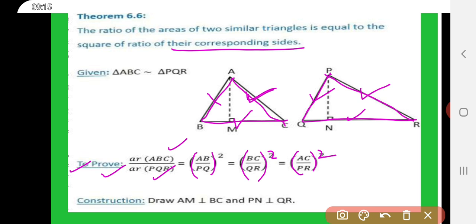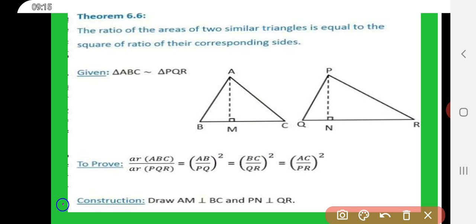Okay, so construction. Let's construct AM perpendicular to BC, and PN perpendicular to QR.